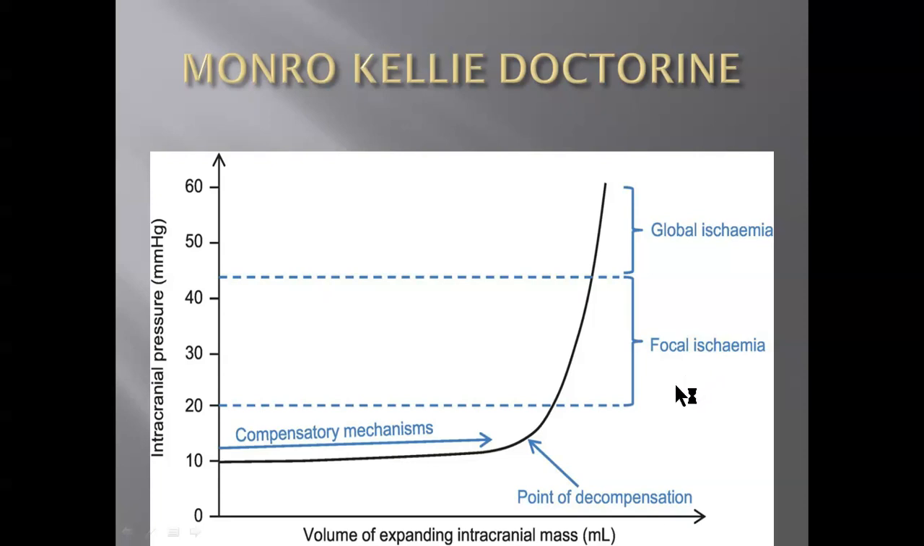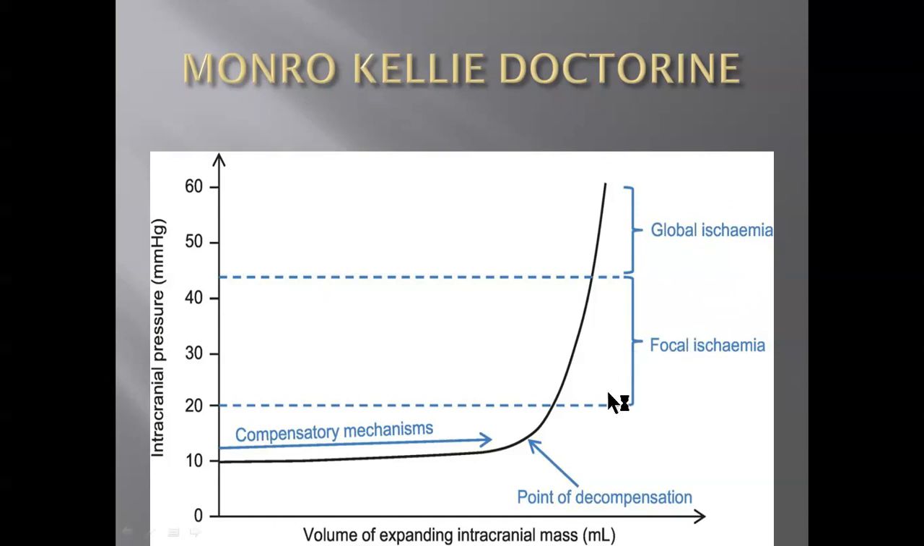So 100 minus, and suppose your ICP is around 20. 100 minus 20 is 80. That is your cerebral perfusion pressure, and 80 is a good value for cerebral perfusion pressure. Usually it should always be above 50 at the very lowest, but it should be somewhere above 70.